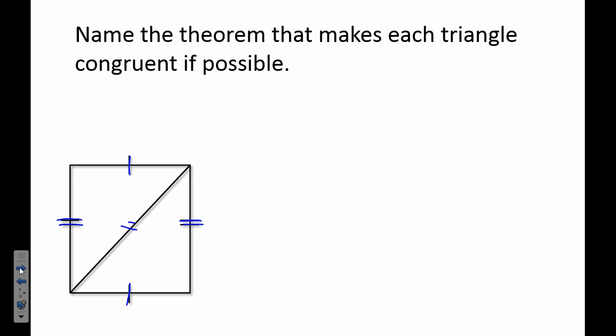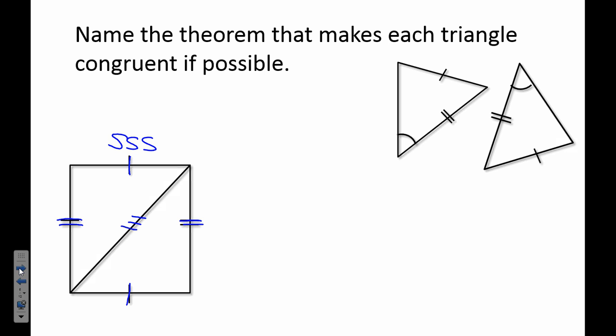Yeah, it shares the same line. That side is equal to itself, right? So we could use the reflexive property to prove those are congruent. So yes, this one is a side, side, side. Okay, we're good? Does everyone understand why this one's side, side, side? Okay. All right.